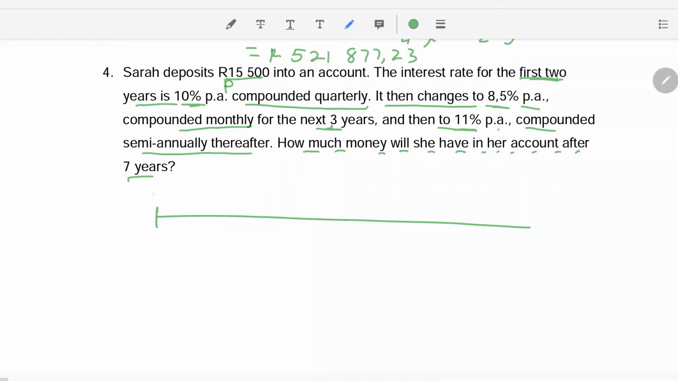Okay. So at T0, at the beginning of time, 15,500 was deposited into an account, but it earned an interest of 10% for the first 2 years. So this is going to be T2. The interest here is 10% compounded quarterly.